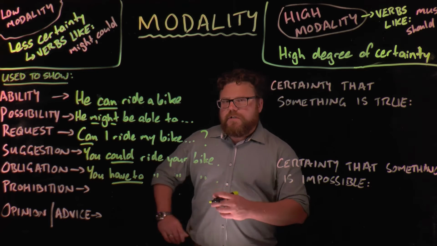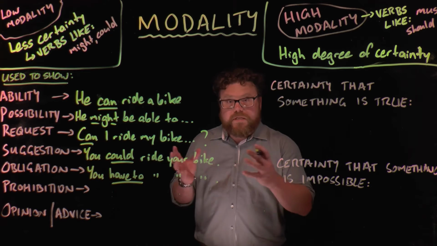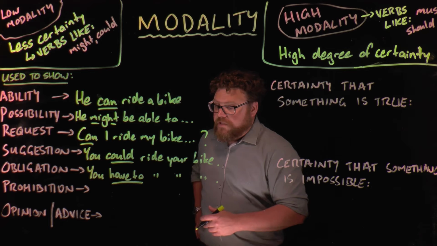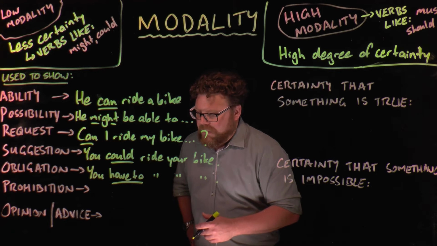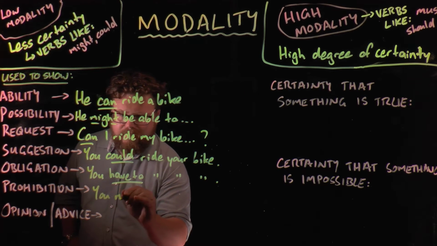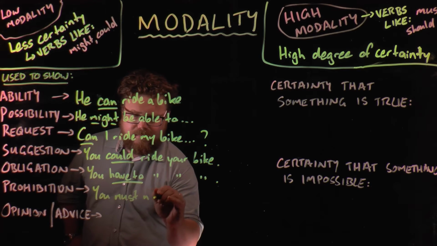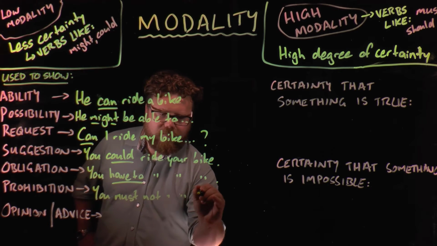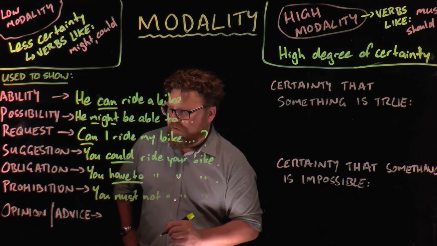It can be used also to show a prohibition, which is where something is prohibited, it's not allowed, and so you might have something like, you must not ride your bike. So it's being used there to show that you're not allowed to.